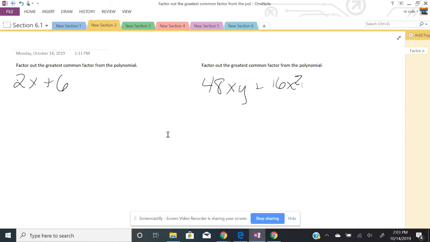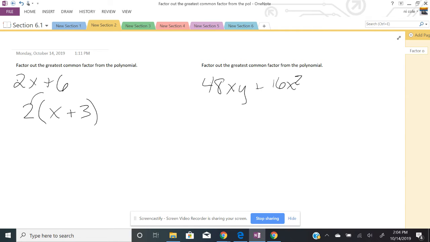Okay, here we're going to factor out the greatest common factor from this polynomial. So from this expression, you have to ask, what do they both have in common? Well, here I have a 2, and does 2 go into 6? Yes, so I'm going to pull that 2 out. Now, when I pull that 2 out, what do I have left? Well, 2 goes into 6 3 times. So you get 2 parentheses x plus 3.